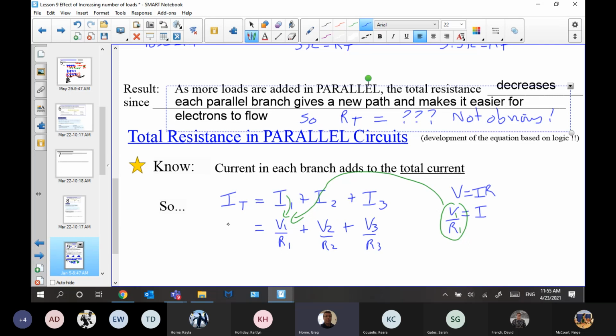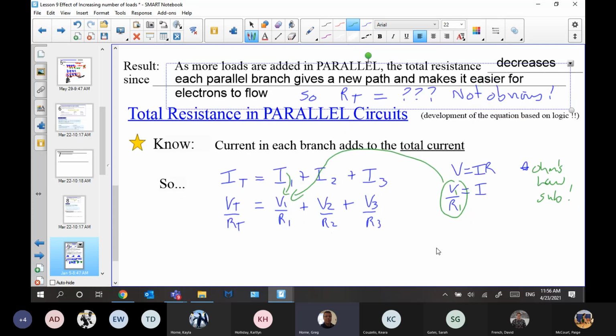And even over here, we actually would have total voltage over total resistance is equal to total current. So we're doing an Ohm's law substitution. Right, Ohm's law substitution kicks in, and so we've got that.